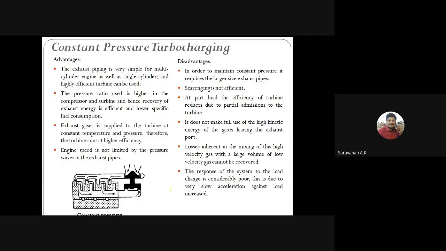So here we are using the reaction turbine, and here we have some advantages and disadvantages also. So you can see the advantages and the disadvantages. The exhaust piping is very simple, and it works for multi-cylinder engines as well as single-cylinder engines.